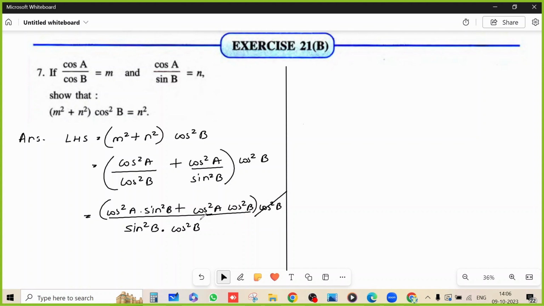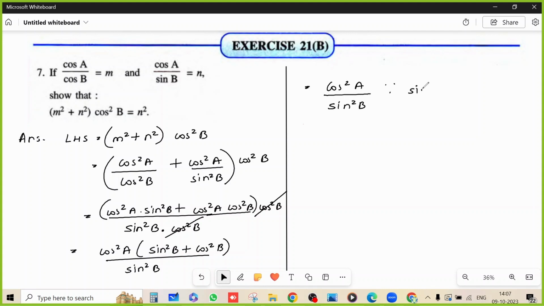This cos square B will get cancelled now. Now we will take cos square A common from both the terms. So this will become cos square A into sine square B plus cos square B divided by sine square B. Now we know sine square theta plus cos square theta is equal to 1 according to the trigonometric identity. So we are left with cos square A upon sine square B. This can be written as cos A divided by sine B whole square, which is equal to n. So we can replace it with n square now, which is also equal to the RHS, and hence we have proved that the left hand side is equal to the right hand side.